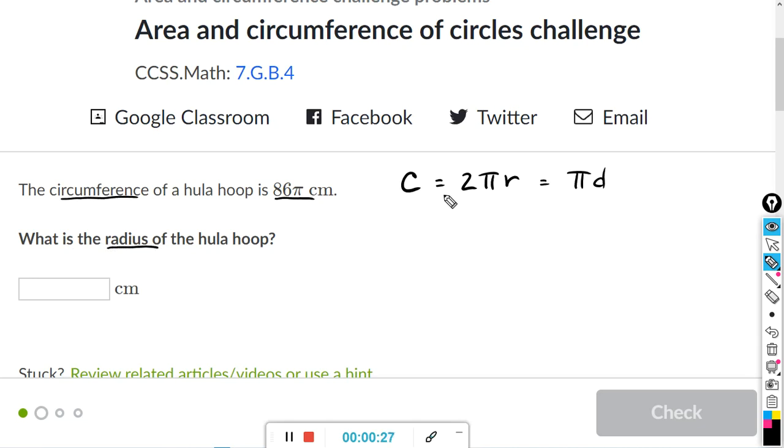So I wrote the two formulas for circumference. Okay, it's 2 times pi times r, or pi times d. Since we're looking for the radius, we don't need the one with diameter in it. Okay, so it's given the circumference is 86 pi. I'm going to plug that in place of c. 86 pi, and that equals 2 times pi times r.